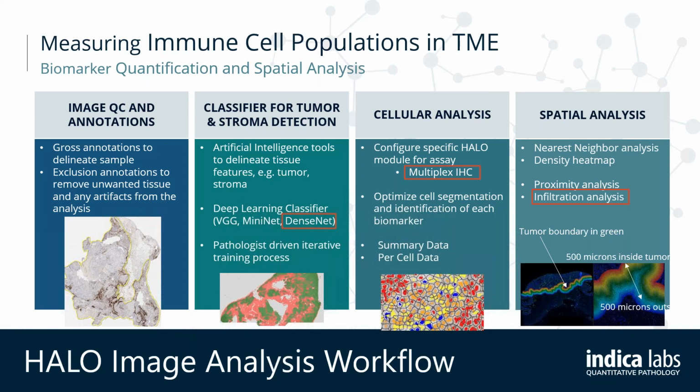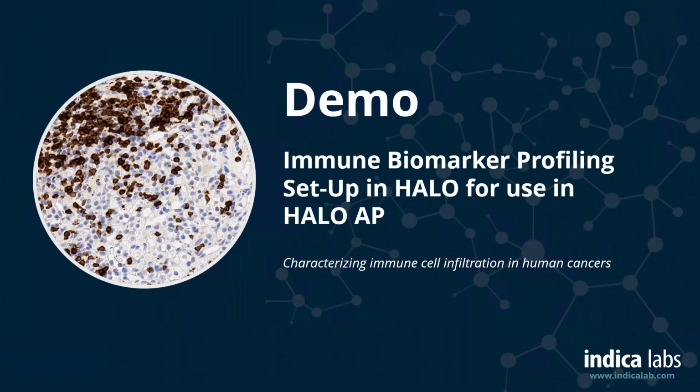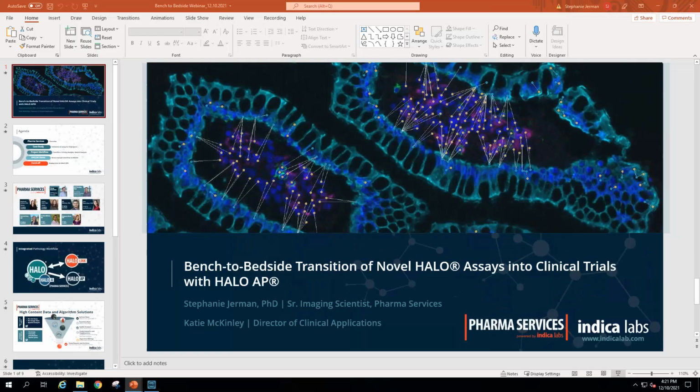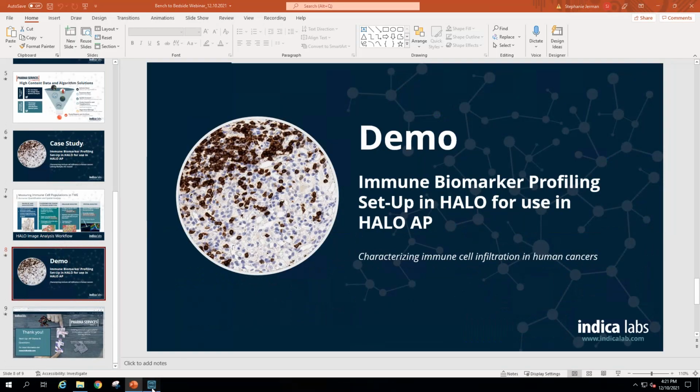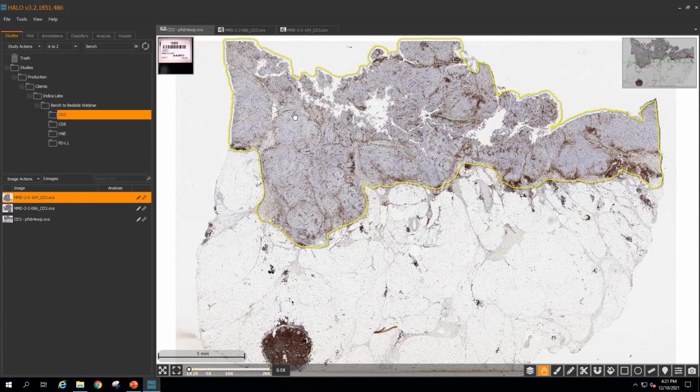So the one I will focus on today is infiltration analysis, where we can quantify immune cell infiltration out of the tumor at a defined tumor stroma boundary. So now I'm going to move into my live demo of the basic steps that we perform in HALO and HALO AI to validate an assay for our immuno-oncology study that can then be deployed in HALO AP. So I'm going to switch over to my HALO application here.